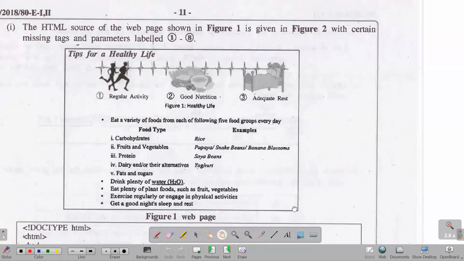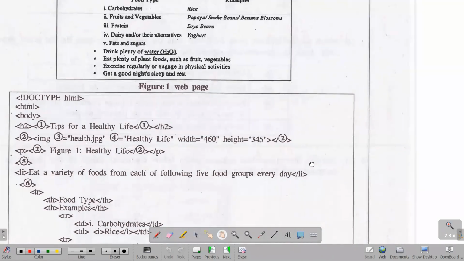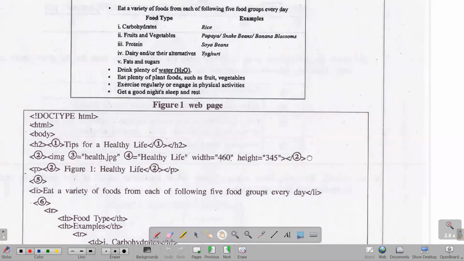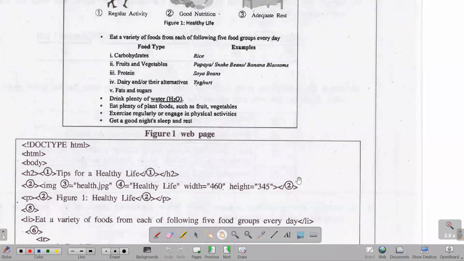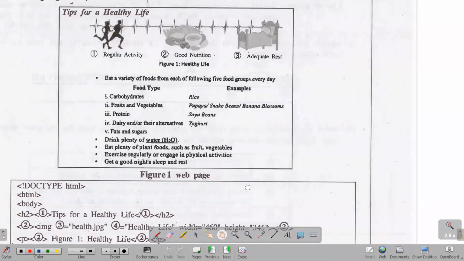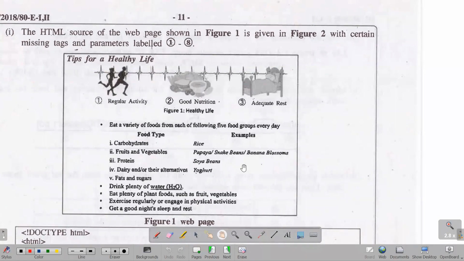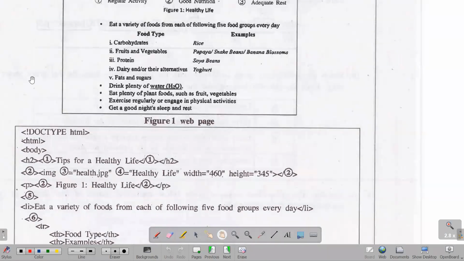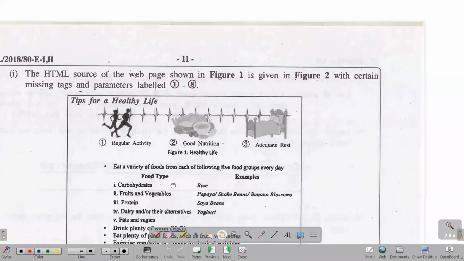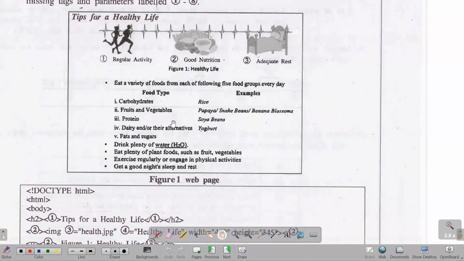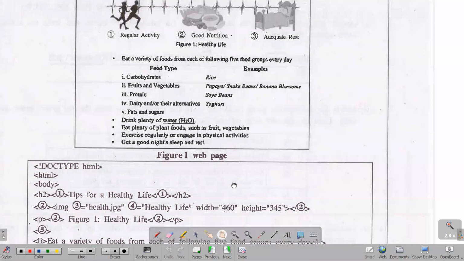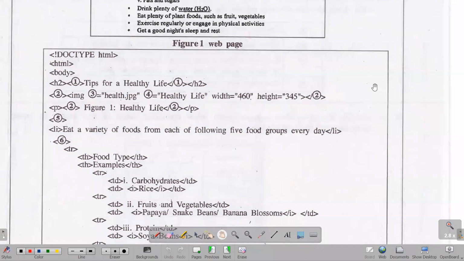Okay, so the tips for healthy life, it is there. Yeah, the heading is italicized. It's a header one as well as a little bit italicized. So the first one is going to be the italic.